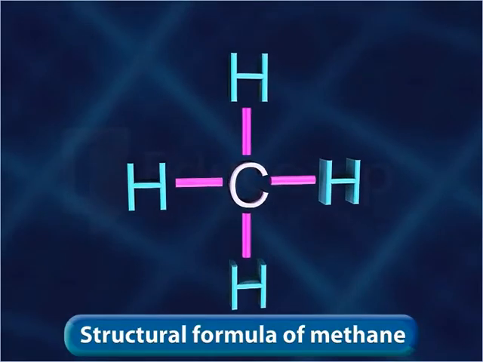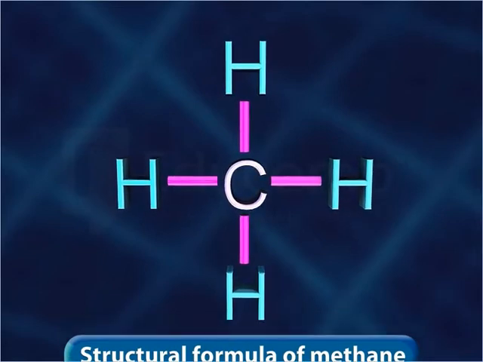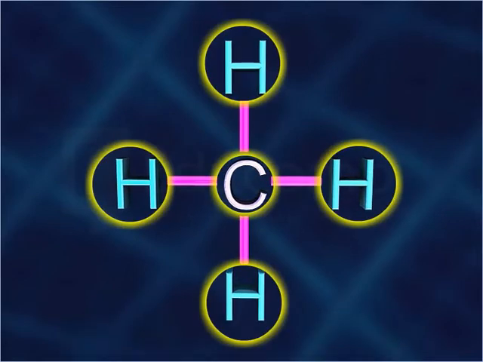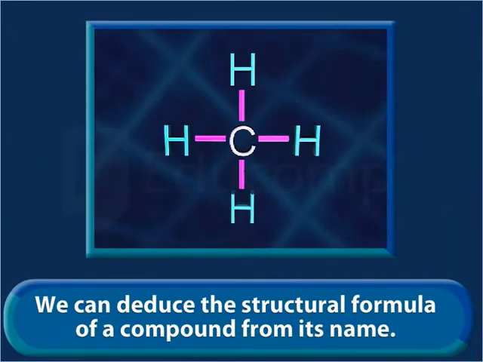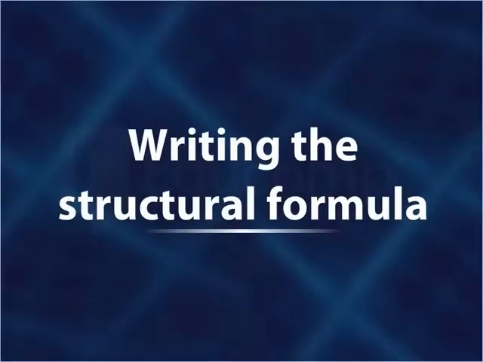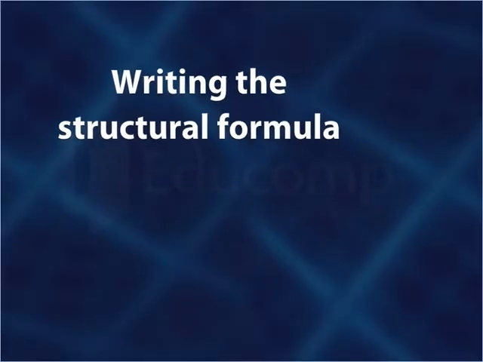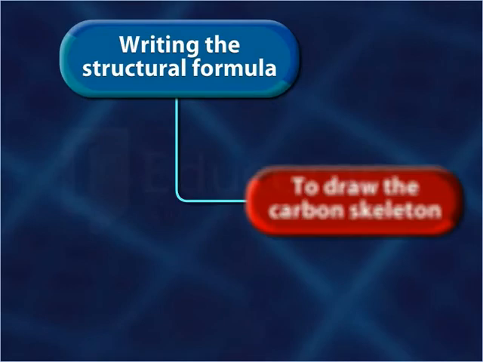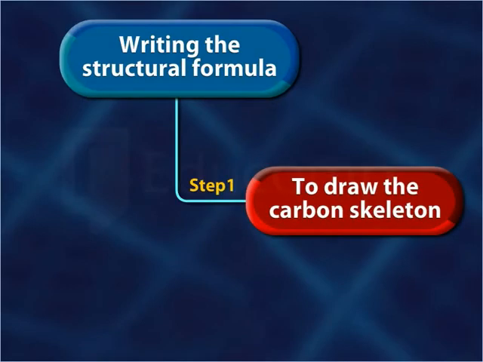The structural formula of a compound shows how atoms are arranged and bonded within a molecule of the compound. We can deduce the structural formula of a compound from its name. Let us see how. Writing the structural formula of a compound is a stepwise process. The first step is to draw the carbon skeleton.